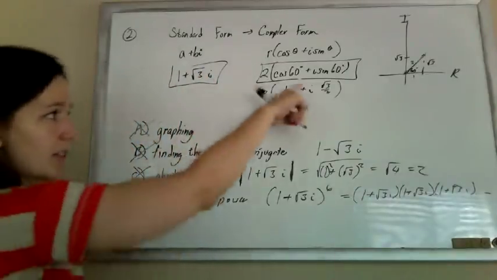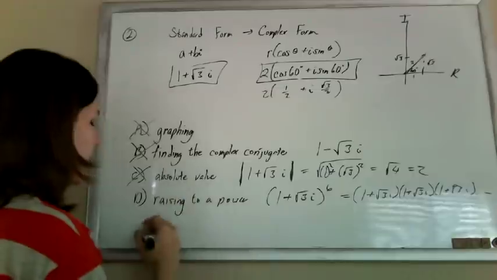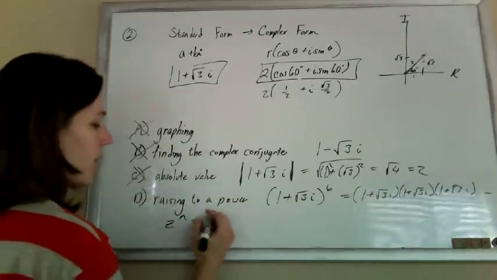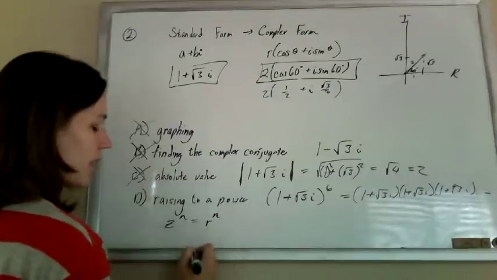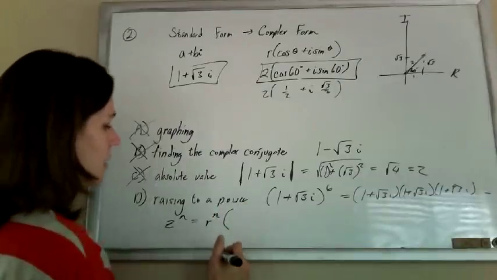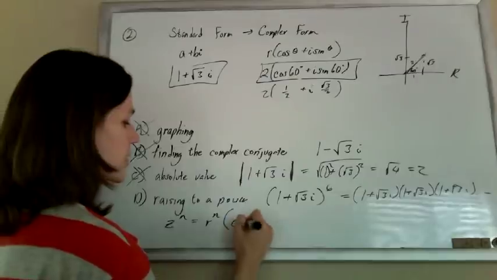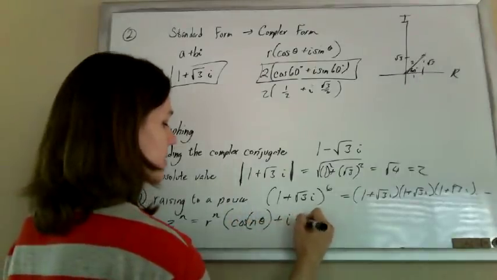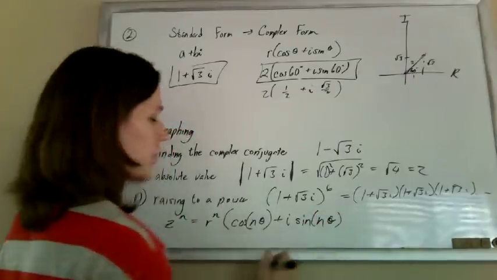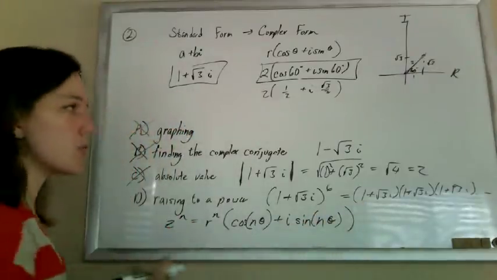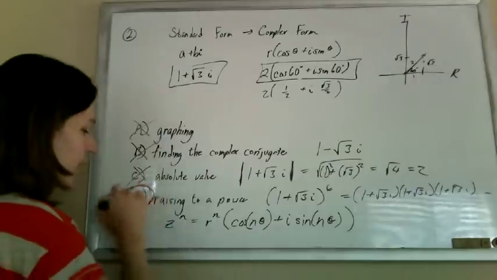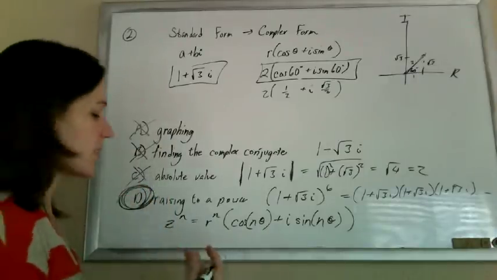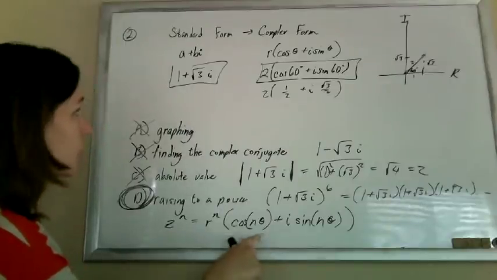So this form has a shortcut. This form says that if you're going to take some complex number to the nth power, that's going to be your radius to the nth power times the cosine of n times the original angle plus i times sine of n times the original angle. Interesting. So this is our answer. Our answer is D.